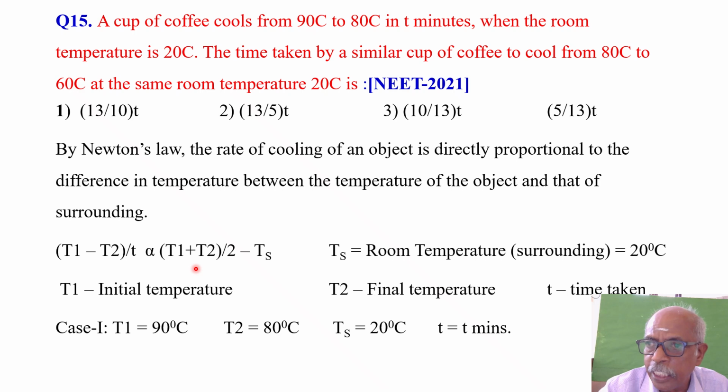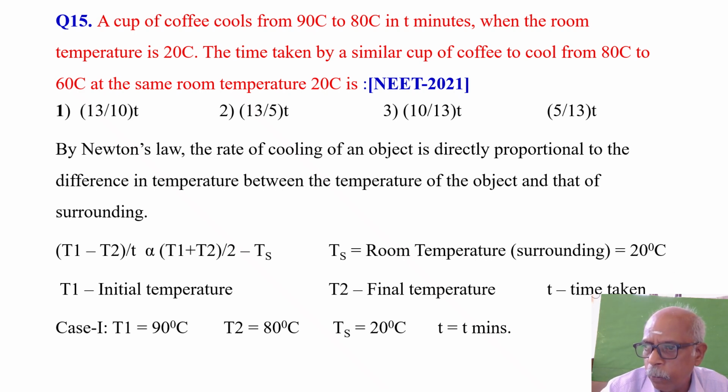So that object initially has 90 degrees C, and finally it has 80 degrees C, which is to be considered as the temperature of the object. Just your average mean value. So it is T1 plus T2 by 2 minus Ts, that is the temperature of the surroundings, which is your room temperature. So Ts, room temperature, surrounding 20 degrees C. T1 initial temperature, T2 final temperature, small t is the time taken. So the case 1, T1 is equal to 90 degrees C, T2 is equal to 80 degrees C, Ts is equal to 20 degrees C, and t is equal to T minutes. Of course, time taken T minutes.